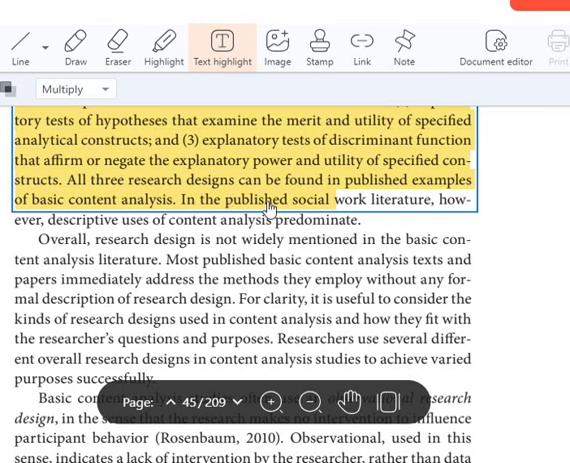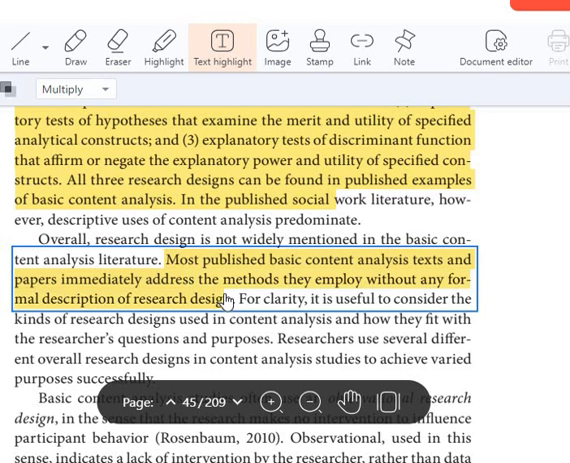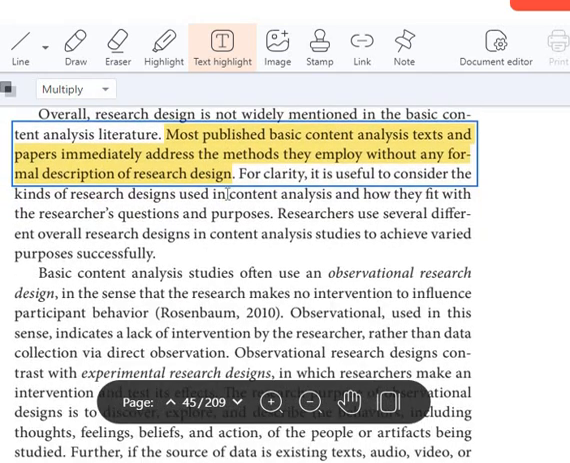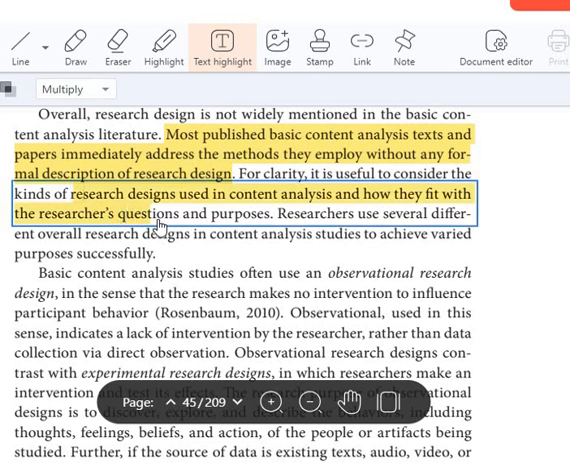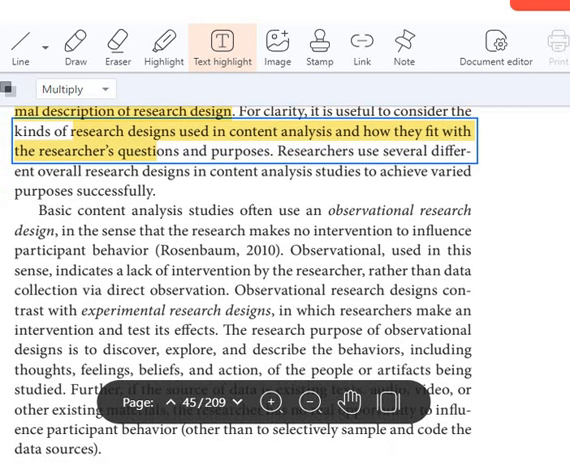Okay? Here it says that most published basic content analysis texts and papers immediately address methods that employ without any formal description of research design. There's not much talk about research designs, okay? You know, the most important thing is that in your analysis you must answer your questions and purposes. Your question as a researcher, the question of the research itself, okay? You want to answer your questions.